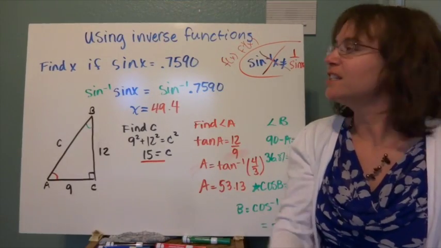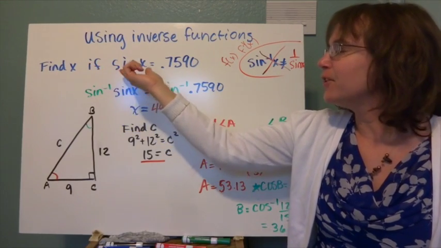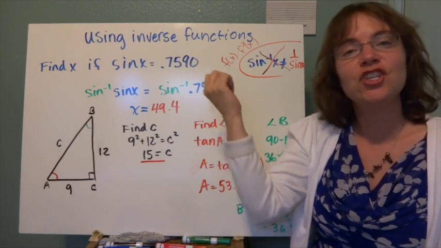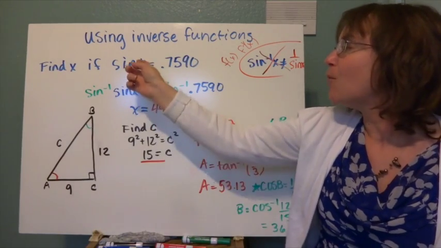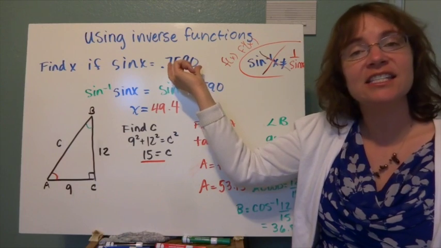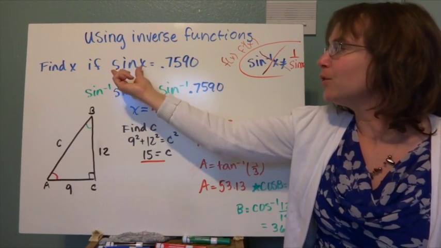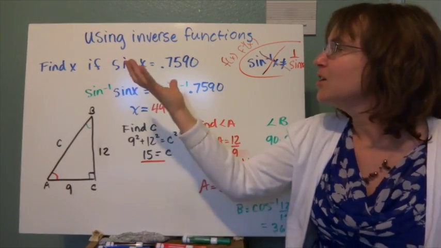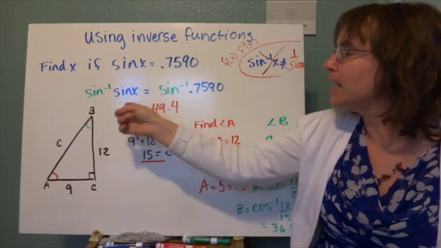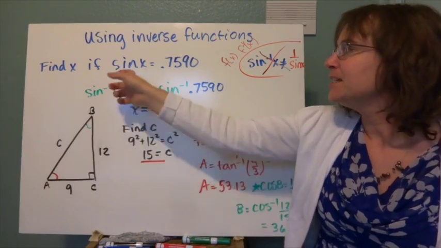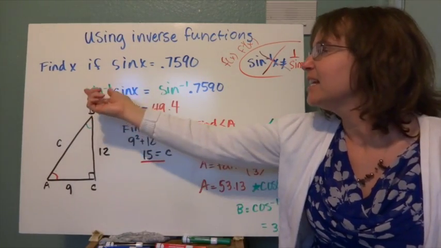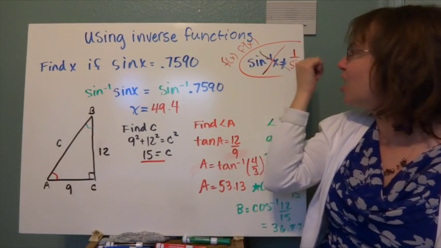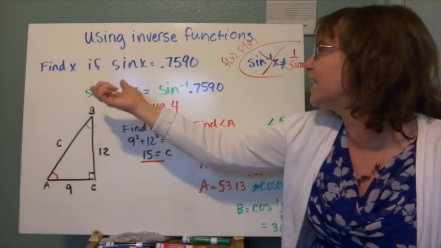Using inverse functions. So we want to find x if we know the sine of x is equal to 0.7590. Now this is just a ratio written in decimal form, and we want to know what angle gives us this side length ratio. Well, in order to do that, this x is connected with this sine. We're taking the sine of x. So we have to take the inverse function so we can get just x by itself. Sine has an inverse function, and it's written as sine to the negative 1. Sine to the negative 1 of x is not equal to 1 over sine of x. It's just taking the inverse.